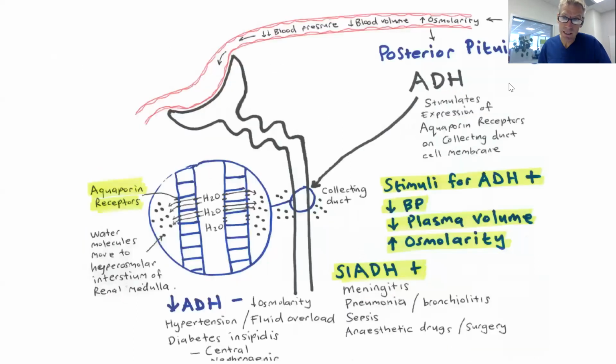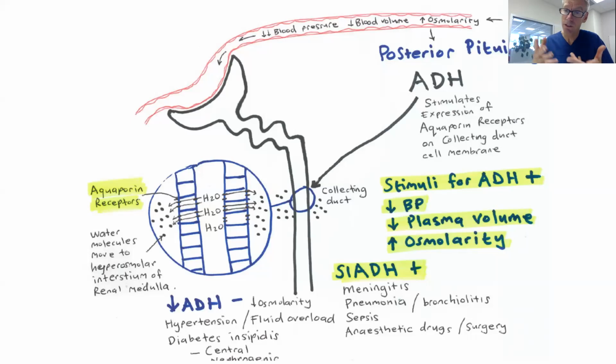When we think about what regulates water movement in the body, you need to understand the effect of the posterior pituitary. This has a lot of clinical implications, and that's why I wanted to go through it in some detail. The posterior pituitary responds to changes in blood pressure, blood volume and blood osmolarity, and in response it stimulates antidiuretic hormone. Antidiuretic hormone is stimulated in response to low blood pressure.